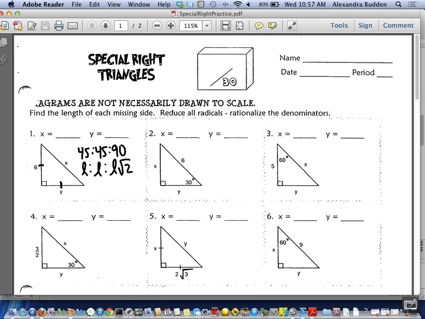Now we need to know, which side do we actually know? We know this 6, which is across from the 45 degrees. So under the 45 degrees, you're going to write 6. So right now we know L is equal to 6. So then L is equal to 6. L root 2 then is 6 root 2. Okay, so Y is across from the other 45 degrees. So across from the other 45 degrees is 6. So Y is equal to 6. X is across from the 90. Across from the 90 is 6 root 2. So that means X is equal to 6 root 2.